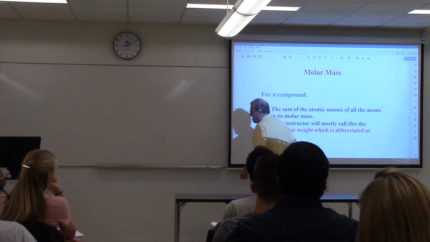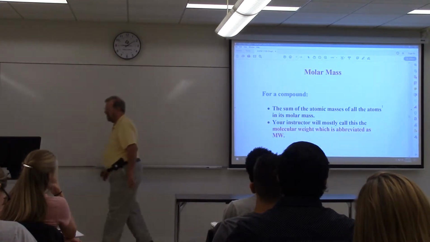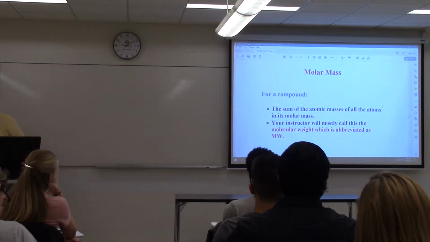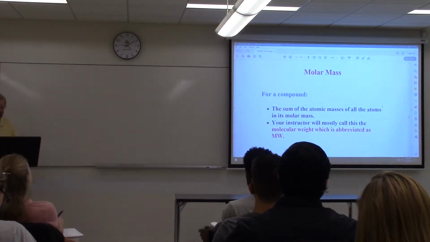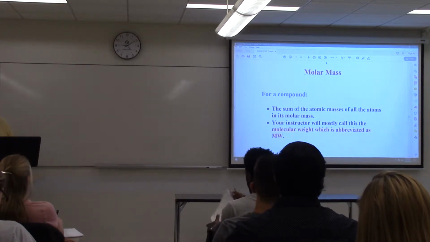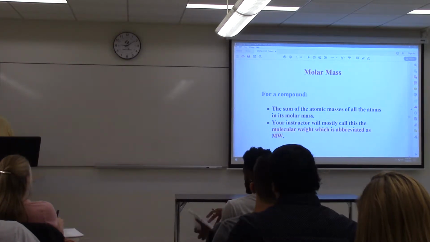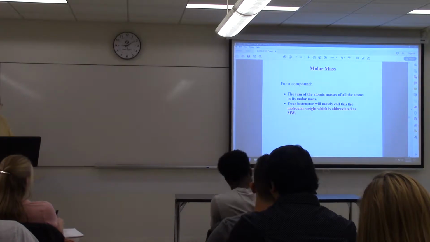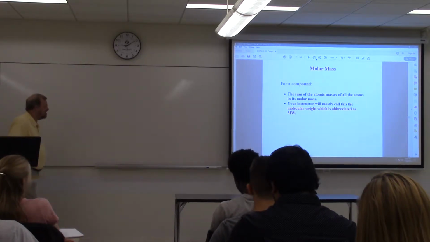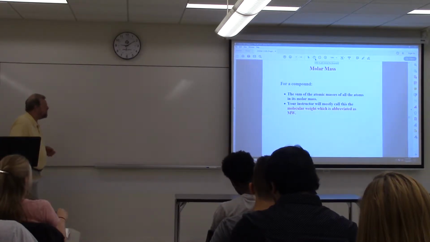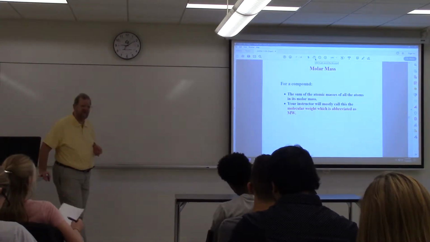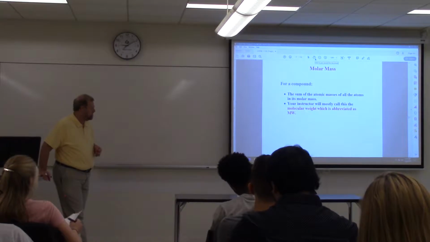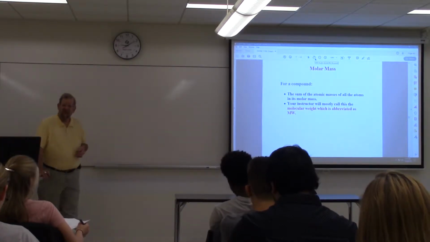Alright. Last Wednesday, I was talking about molar mass. Molar mass for a compound is the sum of the atomic weights of all the elements in that compound. And I will not call it molecular mass, I'll call it molecular weight, abbreviated by the initials MW.